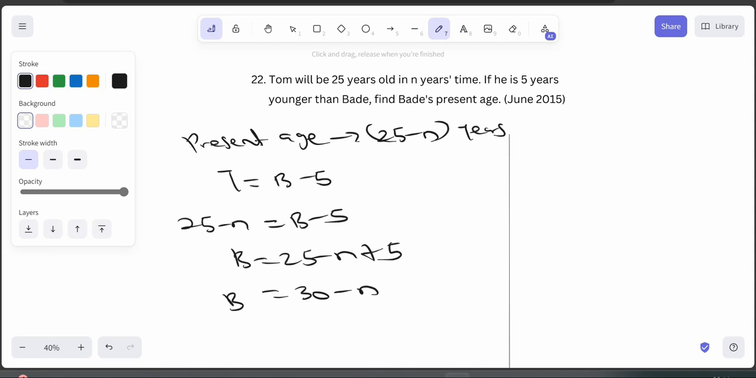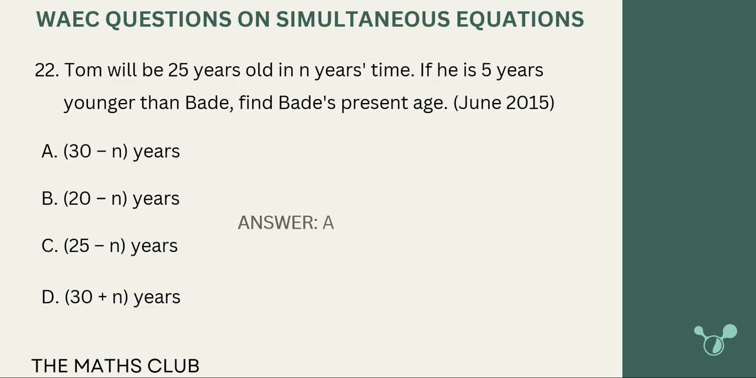It's very simple because it said Tom will be 25 years old in n years' time. So to find the present age, we have to subtract n from it. Then based on what the question is giving us, we found what Buddy's age was, which is 30 minus n years. Let's see if our answer is correct. So that should be option A.